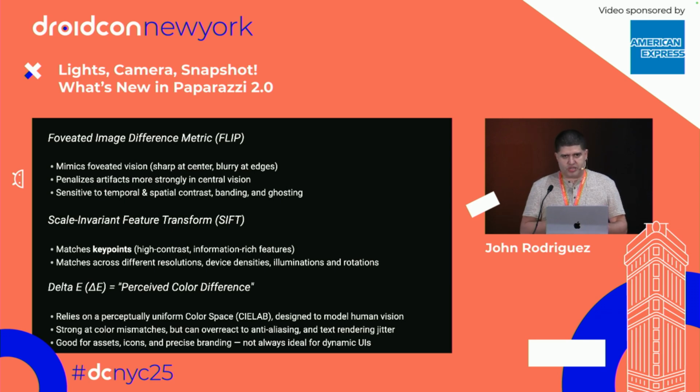Right now, we're used to using RGB. But there's a perceptibly uniform color space called CIELAB that does a better model of how human vision works. And so it's really strong at color mismatch detection, but again, might be overreacting to things like anti-aliasing. We're not entirely sure how this will play out, but we're going to try it.